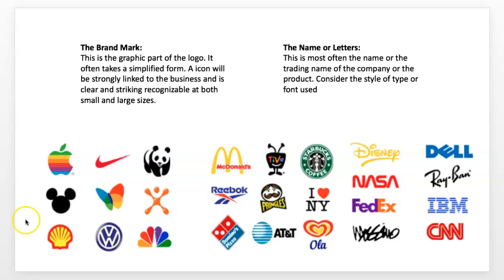So in a lot of logos, you get the brand mark, the graphic part of the logo, a simplified form, an icon of some sort. Apple Computers, Nike, what is that one? Worldwide Wildlife Federation, Disney, Windows. You get the idea. And then you have the name or the letters over here. And usually a lot of times they're mixed together a bit. AT&T, Domino's, Worldwide Communications, there's stuff going together.